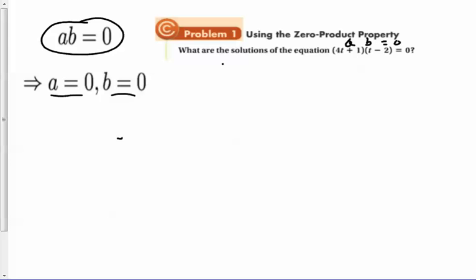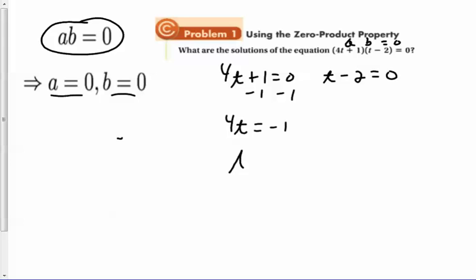So all you do is say 4t + 1 = 0, and t - 2 = 0, and you just solve these two little itty bitty linear equations. So 4t = -1, so t is -1/4. And then this guy you add 2, so t is 2. So your two answers are -1/4 and 2.